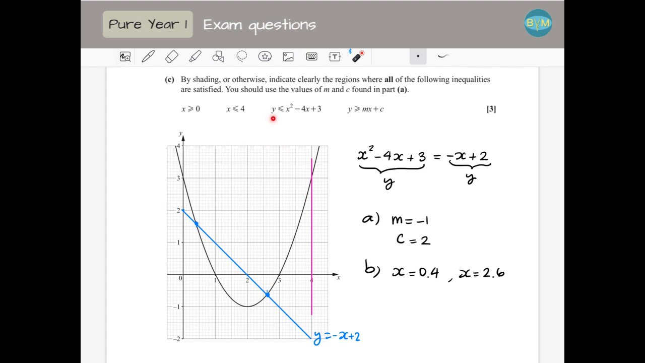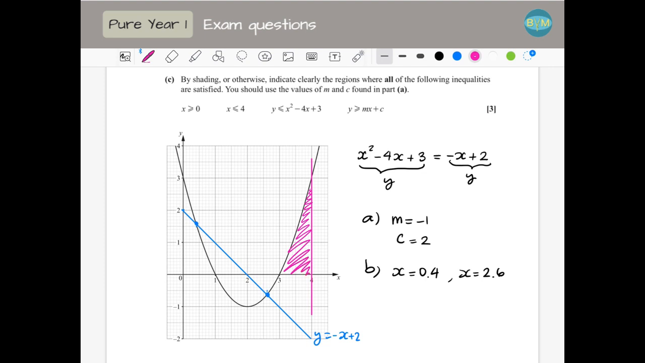Then y smaller than the quadratic means below the quadratic, so at the moment it is this bit here. And then y greater than or equal to my line means above my line. So let's see: we have something to the left of this vertical line, below the quadratic and above the line. So this part here will be one of them. So this area here satisfies all of them. I'm just going slowly, one by one.